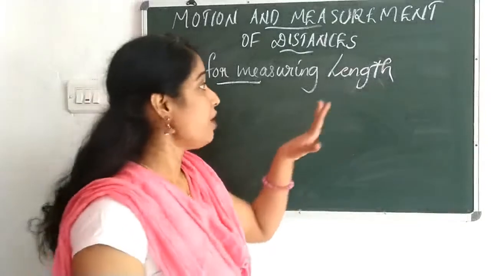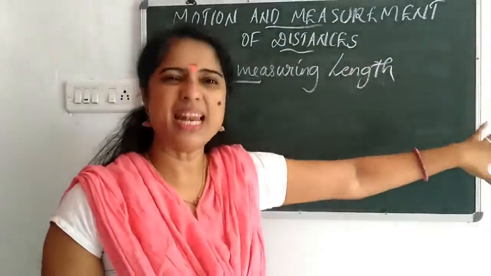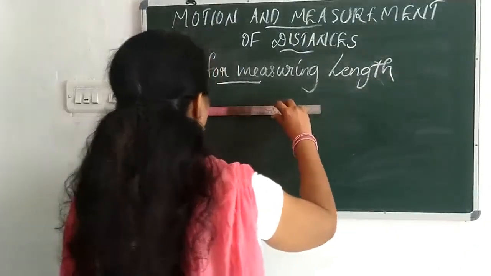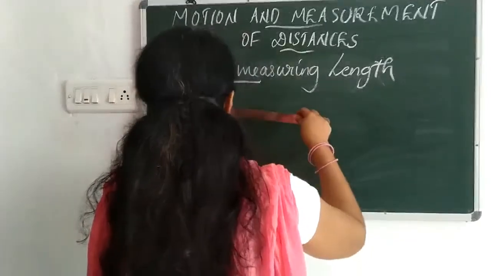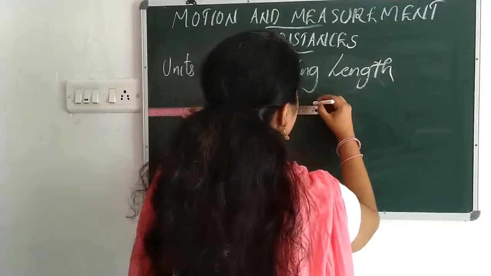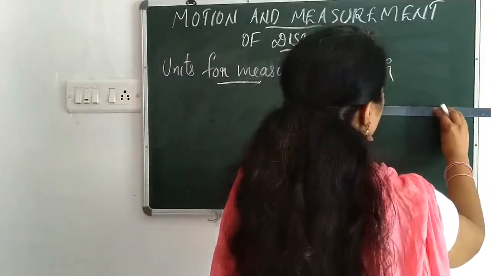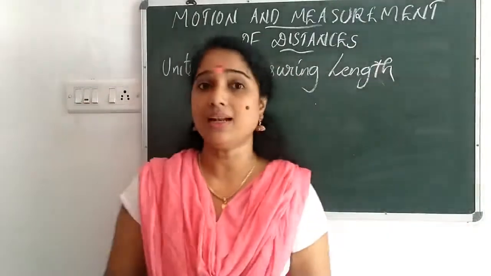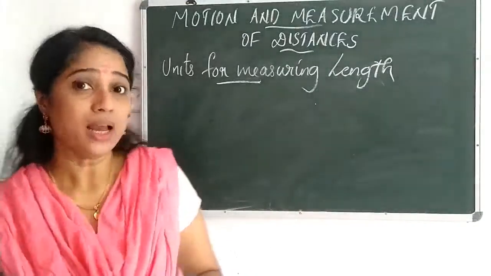Just observe. If I want to calculate the length of this board, what should I do? I can take a scale, mark it here and find out how many centimeters there are. Then I can hold it here, mark it, and again take the scale and calculate. Clear? So this is a way. That is actually the length. It is the distance between 2 points.